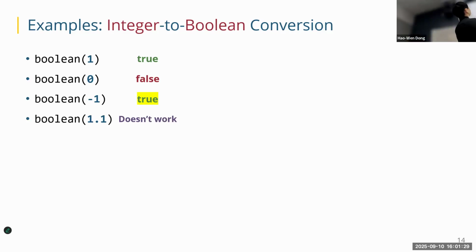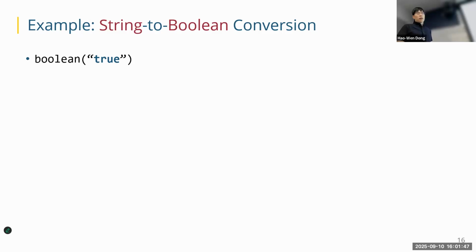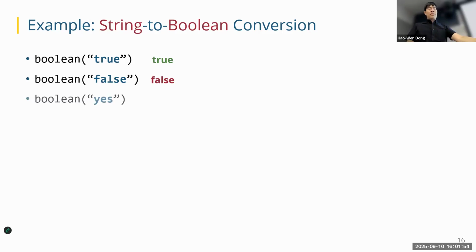For string to Boolean conversion, whatever spelling of true will be true. You can use capital or uppercase, lowercase. It's case insensitive. So everything that spells true will be true, but everything else will be false. So true will be true, false will be false. But if you do Boolean of y, or yes, it's still false. So that's something you need to look at. Boolean of the string 1 is also false.